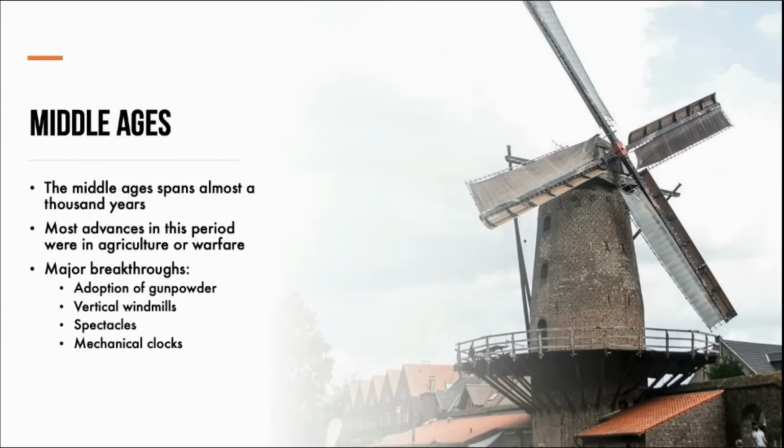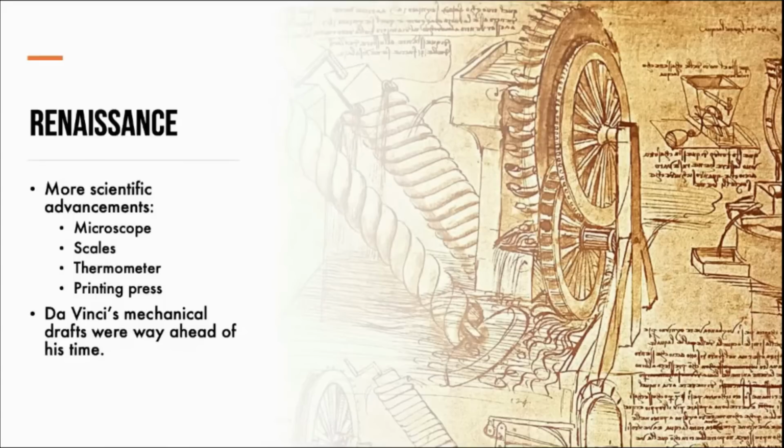Going on to the next age, you've got the Renaissance period. So more scientific advancements here. You've got the microscope, scales, and thermometer all being very scientific focused equipment. This led to a lot of scientific advancements, a lot of theories, in this period.